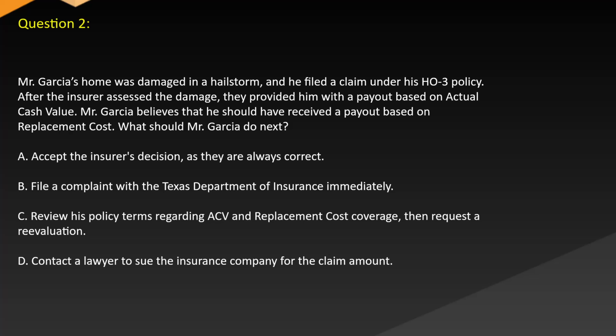A. Accept the insurer's decision, as they are always correct. B. File a complaint with the Texas Department of Insurance immediately. C. Review his policy terms regarding ACV and replacement cost coverage, then request a revaluation. D. Contact a lawyer to sue the insurance company for the claim amount.